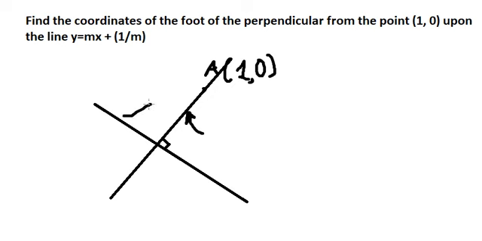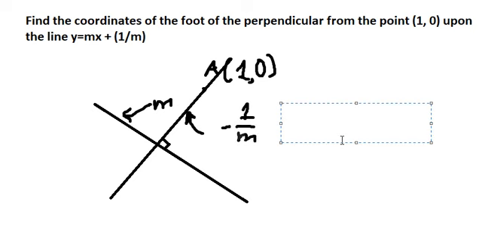We know that the slope of this one is m. Because this line is perpendicular, the slope of this line should be negative 1 over m. This is the negative reciprocal.